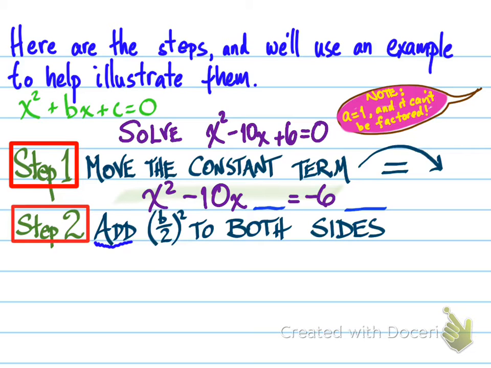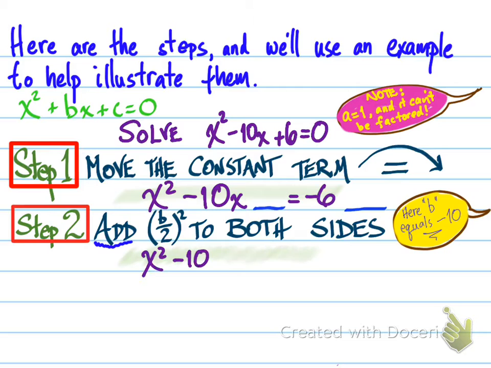All right? So in this case, b equals negative 10. So think in your minds, negative 10 over 2 squared. Negative 10 over 2 is negative 5. Negative 5 squared is positive 25. So what we're going to add is 25 to both sides of the equation.